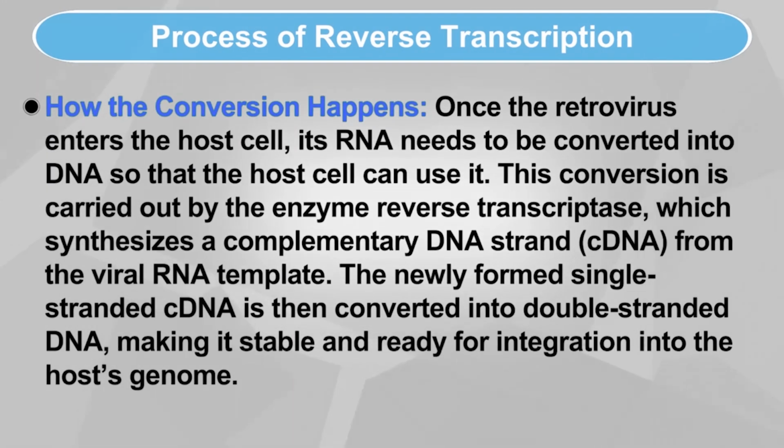Once the retrovirus enters the host cell, its RNA needs to be converted into DNA, so that the host cell can use it. This conversion is carried out by this particular enzyme, which synthesizes the complementary DNA strand called cDNA from the viral RNA template. The newly formed single stranded cDNA is then converted into double stranded DNA, making it very stable and ready for integration into the host genome.